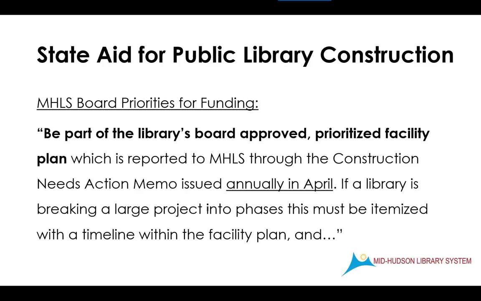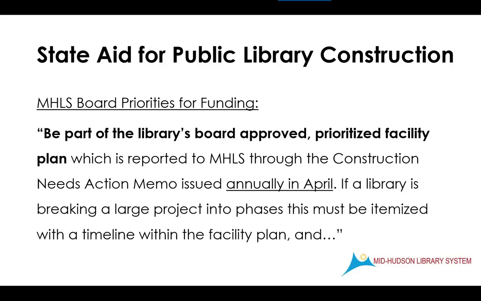The other thing I'll point out is that the state aid for public library construction is administered at the system level. And so the MidHudson Library System Board has to set priorities for how they judge applications that come in. Because it's such a competitive grant program, they're definitely looking at whose project is very well planned out and lines up with their plan. So that's actually one of the mandates for that construction grant program, that you provide a board-approved, prioritized list of projects that you're working on, and the application should match up with one of those prioritized projects.